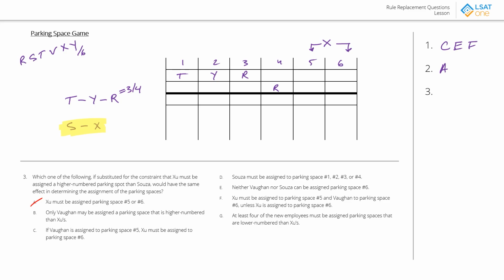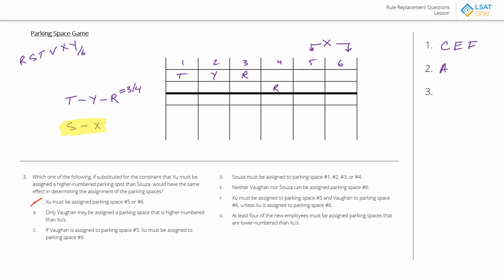Next, answer choice B. Only V can be assigned to a parking space higher than X. Now, is that true? Is it true that V is the only person that could have gone higher than X? And actually, technically, yes, because we know that T, Y, and R were always stuck somewhere in the first 4 positions, and we know that S always had to go before X, so the only person left who could have gone higher than X was, in fact, V. So that definitely had to be true.